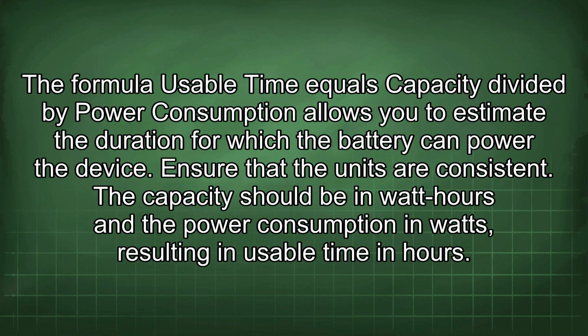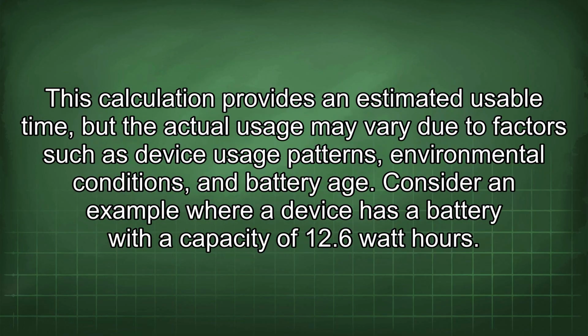The formula usable time equals capacity divided by power consumption allows you to estimate the duration for which the battery can power the device. Ensure that the units are consistent. The capacity should be in watt-hours and the power consumption in watts, resulting in usable time in hours. This calculation provides an estimated usable time, but the actual usage may vary due to factors such as device usage patterns, environmental conditions, and battery age.